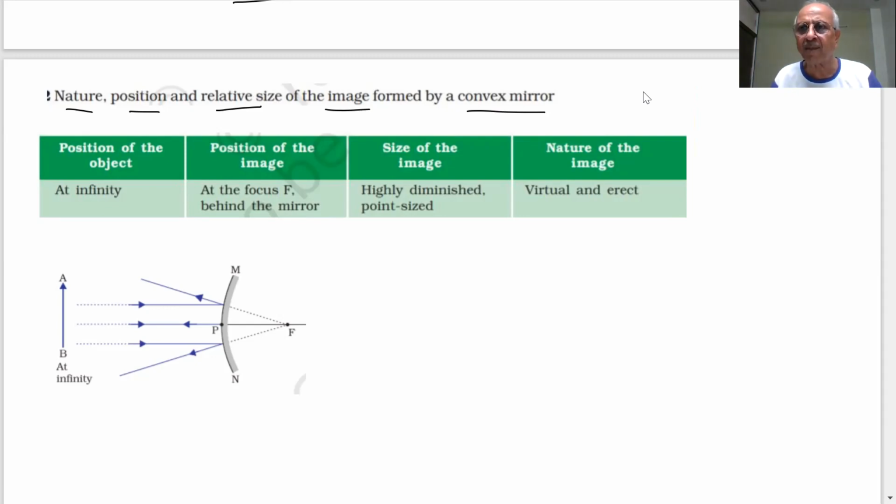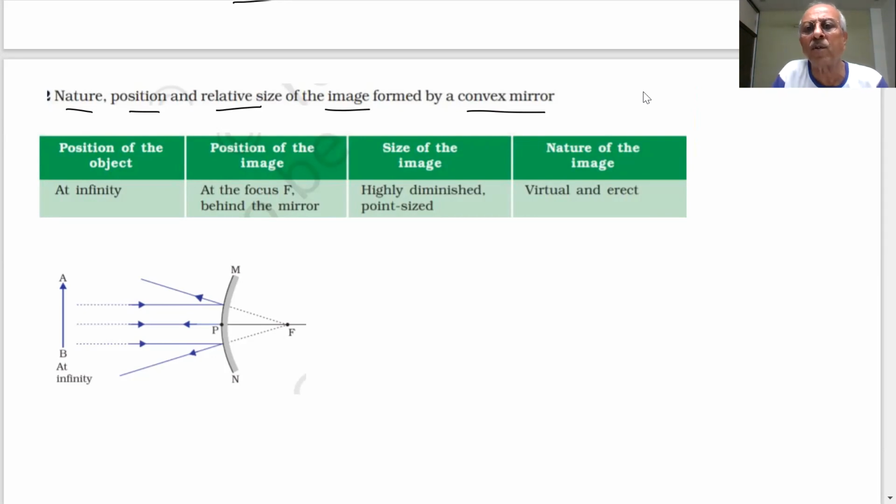If I am standing before a mirror, I have to see whether my image is same size, virtual, erect, or inverted, or what has happened to my image. So it is a comparison. When we compare, then only we say relative size. Got the point? Why I use the word relative? I'm comparing with the size of the object, whatever object I have taken.